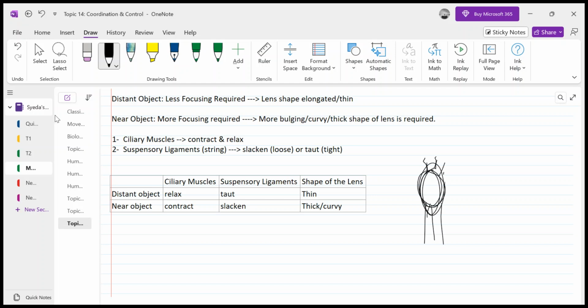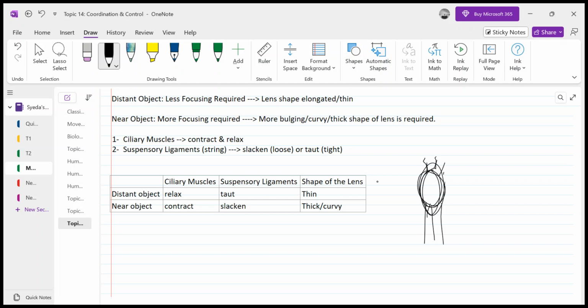So what you need to remember is that for a distant object, the shape of the lens has to be thin, and for a near object, it has to be thick and curvy. For that, the suspensory ligament has to be taut for a distant object, and slackened for a near object. The ciliary muscle relaxes to make the lens thin. They relax, and whenever they contract, they make the suspensory ligaments slacken.